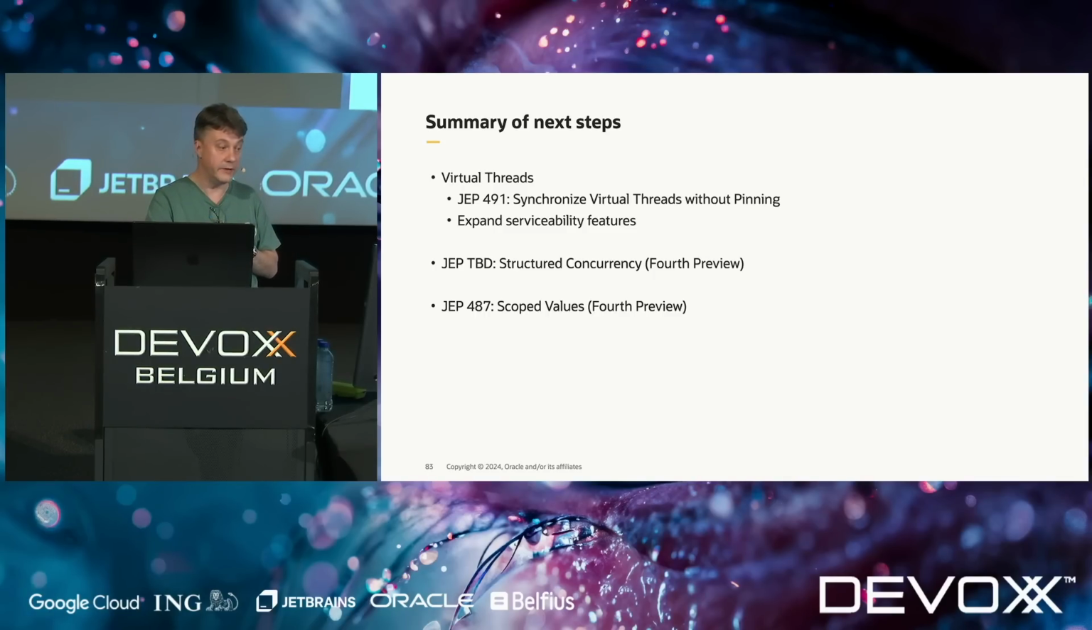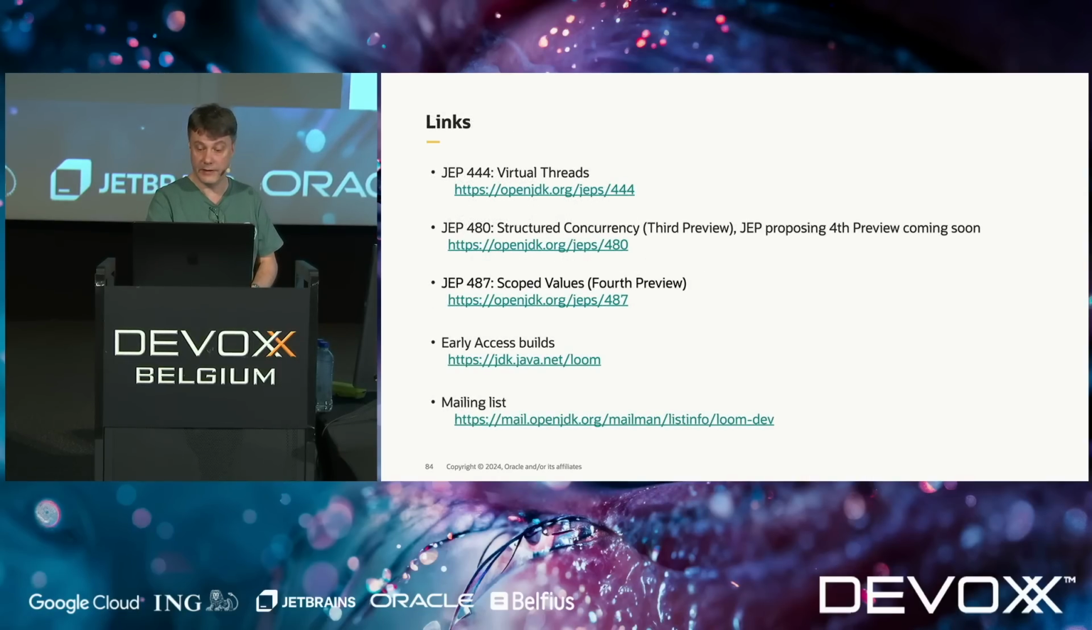I didn't talk about scope values today. That's already submitted, JEP 487, and then we have a new JEP for structured concurrency. And that's it. There's the links.